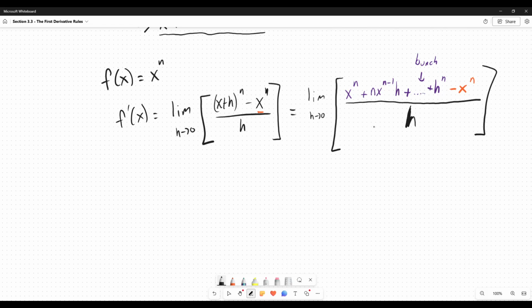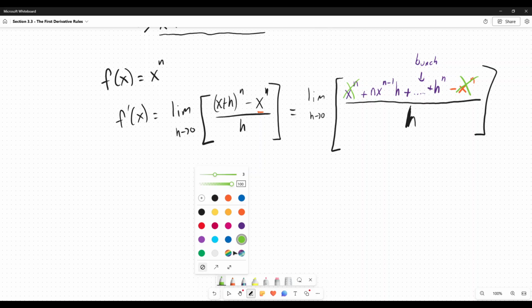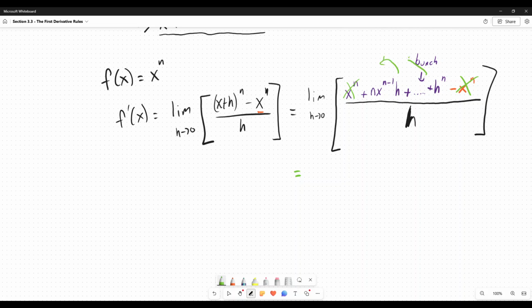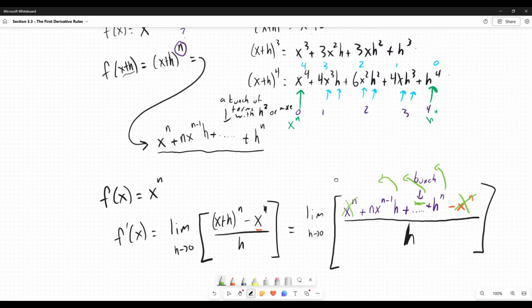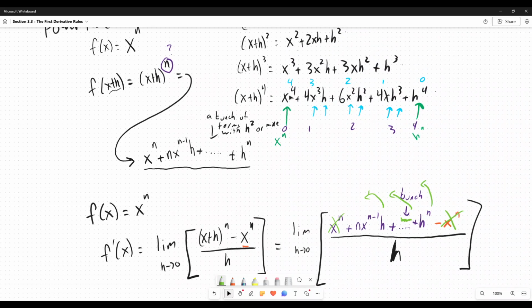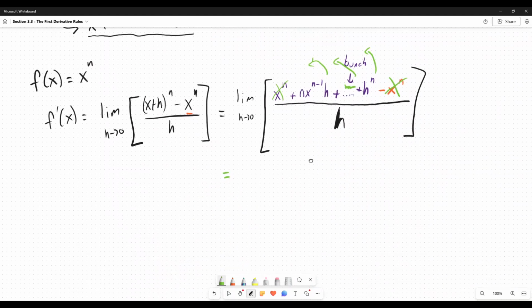Okay, now, as we saw in every single case, x to the n minus x to the n cancels. So what are we left with? We're left with a bunch of stuff that includes h. So I'm going to take away one h from each of these. And I know that everything inside here contains h, because I know the powers of h are going to increase. It goes 0, 1, 2, 3, 4, all the way up to whatever n is.